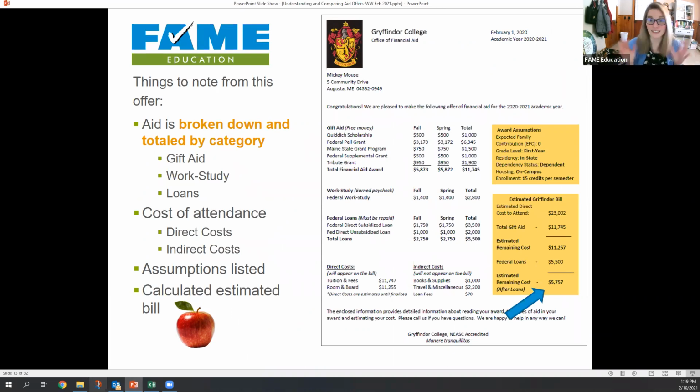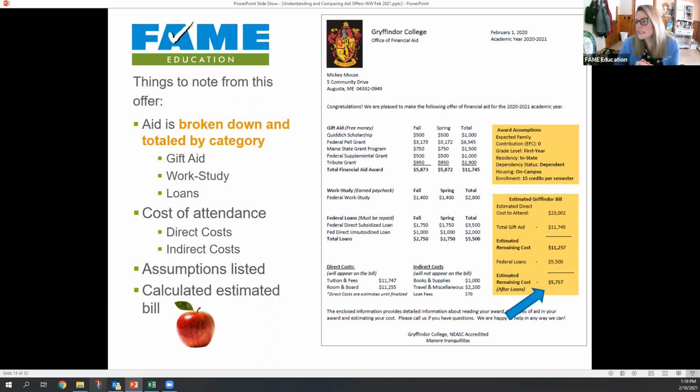So you'll see gift aid, that's the free money. We talked about that. They're going to put that front and center. Here's what you have for gift aid. This is the cream of the crop, doesn't have to be repaid, good stuff first. You'll see it all broken down there.